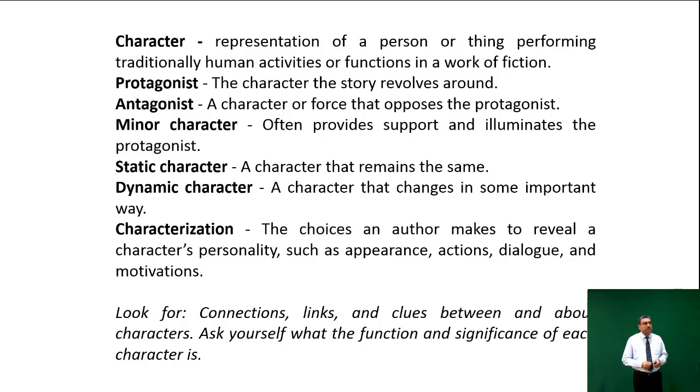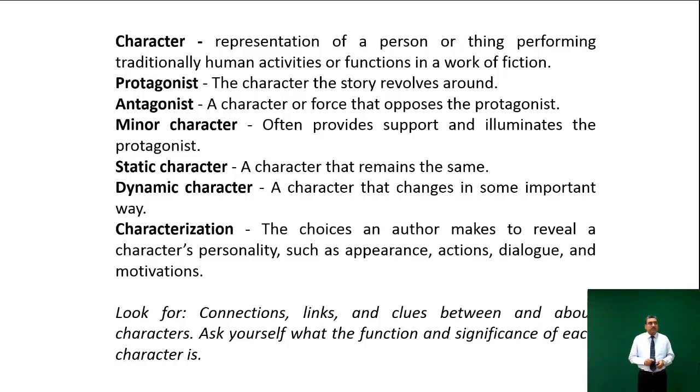First, the character. Character can be said to be a representation of a person or thing performing traditionally human activities or functions in a work of fiction. We can find a protagonist and antagonist and static characters and minor characters and dynamic characters. First of all, what is meant by a protagonist? Protagonist is the character the story revolves around. And antagonist is a character or force that opposes the protagonist.